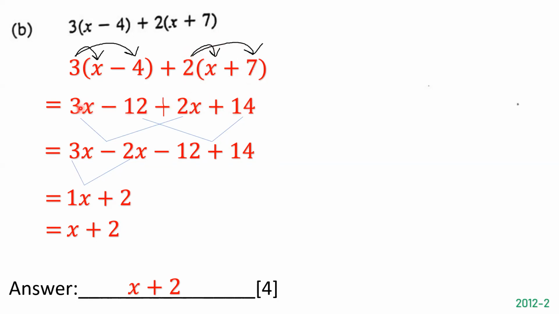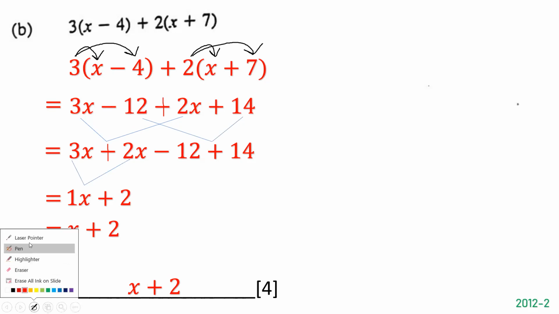Now we have 3x, a negative 12, positive 2x, and positive 14. So we're going to bring down the 3x and the positive 2x. It's supposed to be positive 2x. And so it's going to be 3x plus 2x. Make sure I bring those two down. I made a mistake and put a negative, but it's actually a positive.